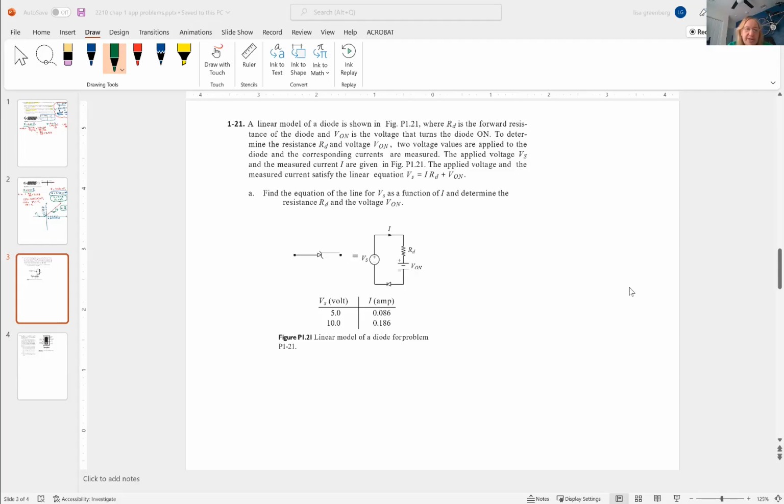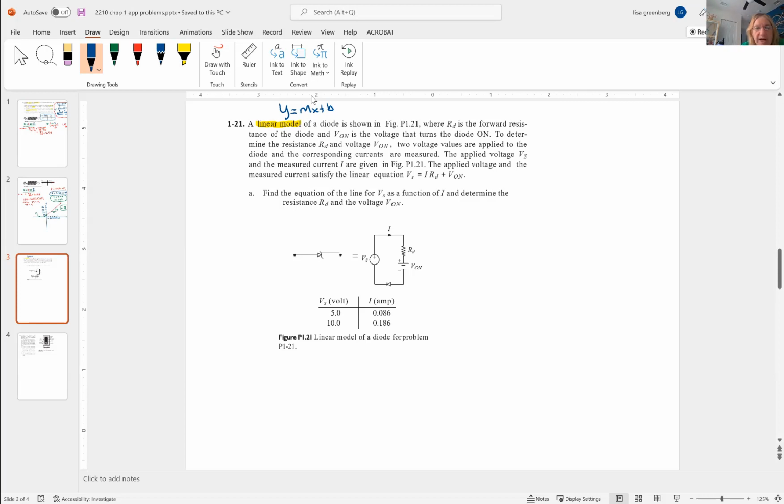Okay, so now here's another example, 1-21. Again, it says this is a linear model. That is very important. Whenever I see linear, I think of a line. I think of an equation of a line, y equals mx plus b. That's the first thing that comes to my mind. I need something that looks like this. The letters don't have to be the same, but I know it's linear.